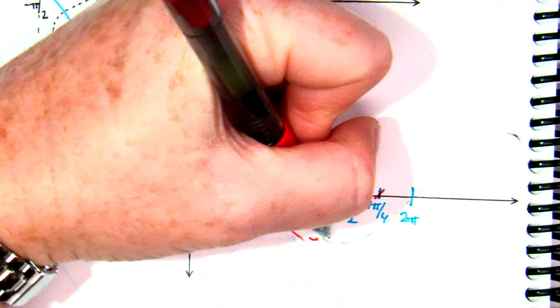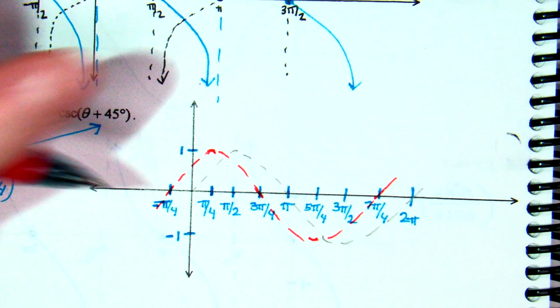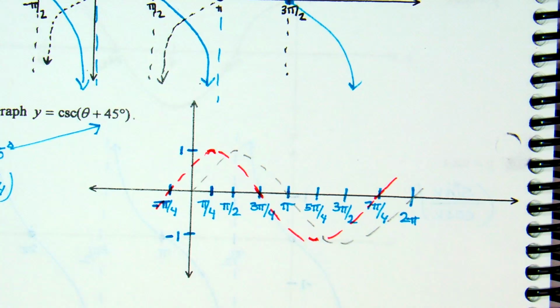Now, I only drew it dashed because, is it actually sine we're graphing? No. We're going to graph what? Not sine, but the reciprocal, which is cosecant. So what do I do now?